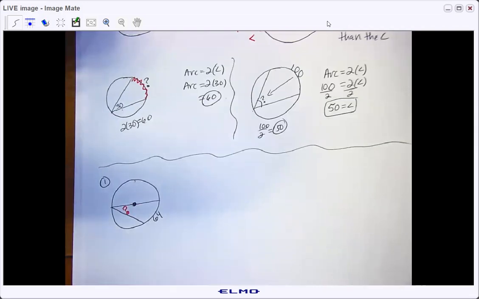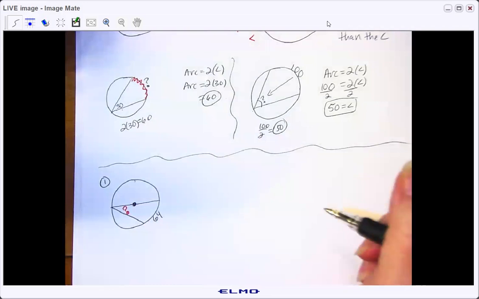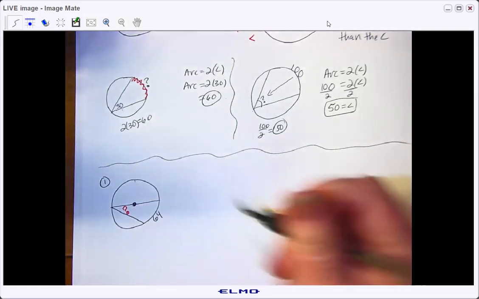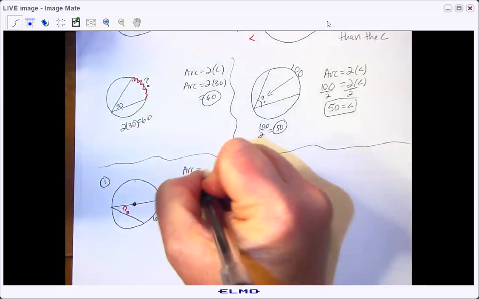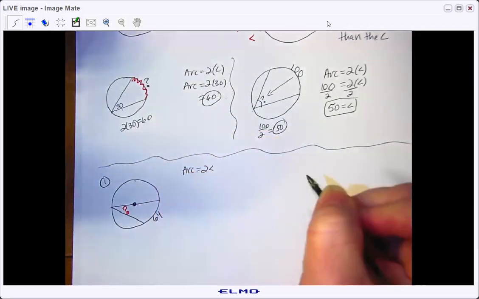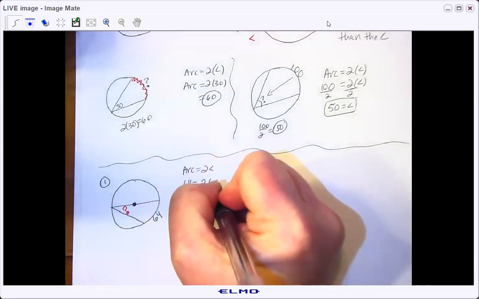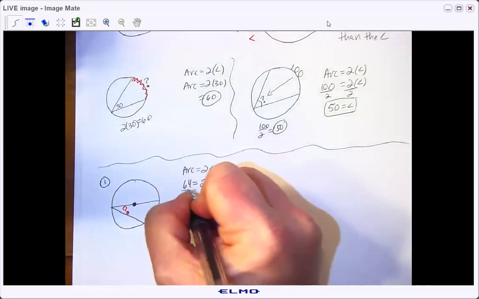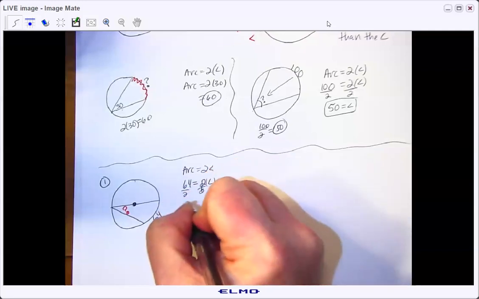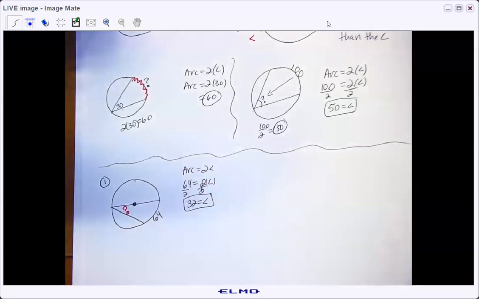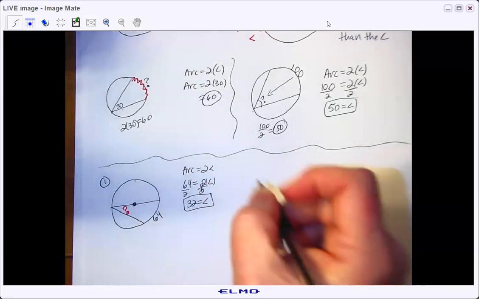Nice. Okay. So again, and I'm not going to write this for every single problem, but I'm writing it so that you can keep seeing the relationship. So the arc is equal to 2 times the angle. The arc is 64. 2 times the angle. We divide by 2. 32 equals the angle. And you're done. Okay.